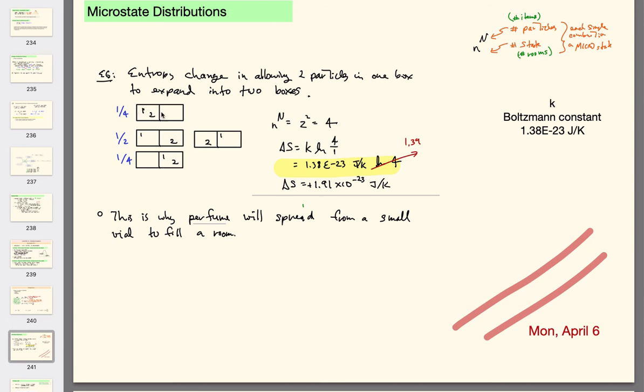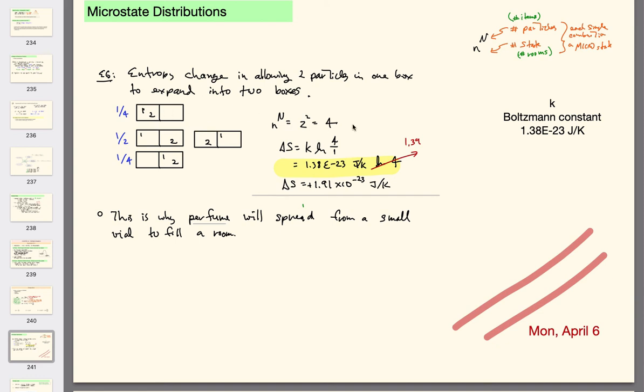All 3 of them could be in this box, all 3 could be in that box. 1 and 2 could be in this, and 3 in this. 3 could be in this box, and 1 and 2 in this, right? Y'all got it? You could have 9 microstates, and those microstates define S. So that's where this microstate thing comes in.